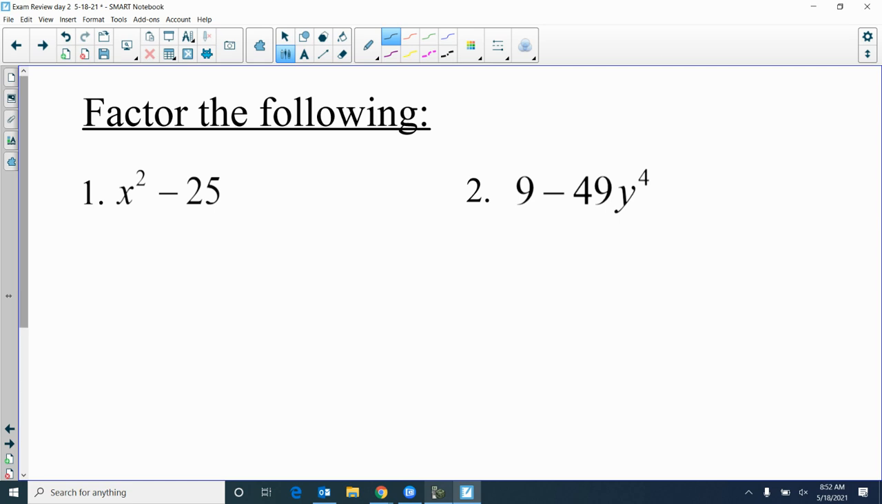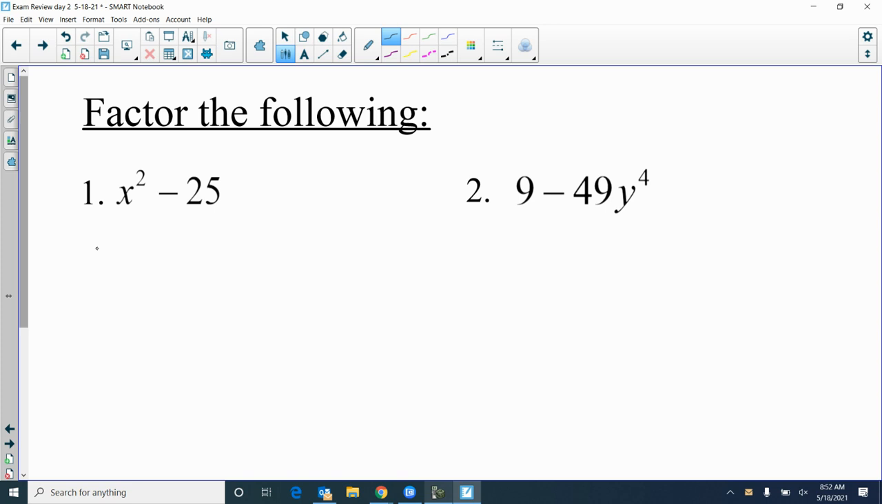All right, hey, I need everybody's attention here now. You need to kind of settle down, be quiet. All right, so for number 1, now direction's important. Factor. That means write it as a multiplication problem. All right, this is a difference of squares here. It doesn't have that middle term.